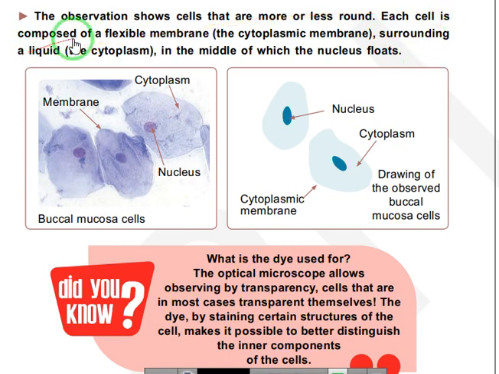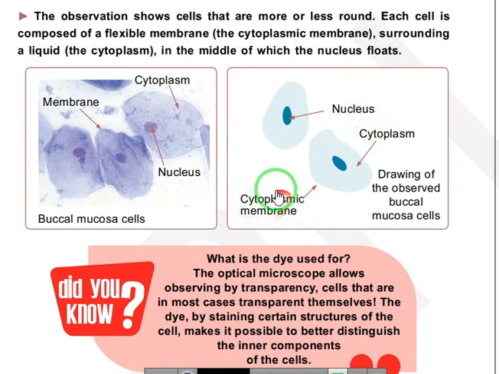Each cell is made of a flexible membrane, which is the cytoplasmic membrane, surrounding a liquid, which is the cytoplasm, in the middle of which the nucleus floats. So we can pick out now the three main parts of an animal cell, which are the cytoplasmic membrane, the cytoplasm, and the nucleus. These three main parts are the same as in the plant cell. Of course, the nucleus is the site of DNA.